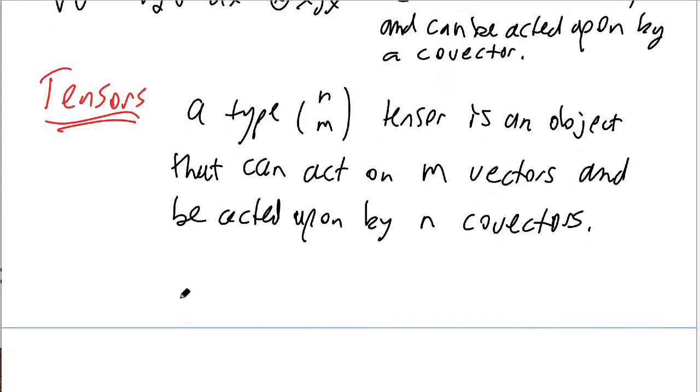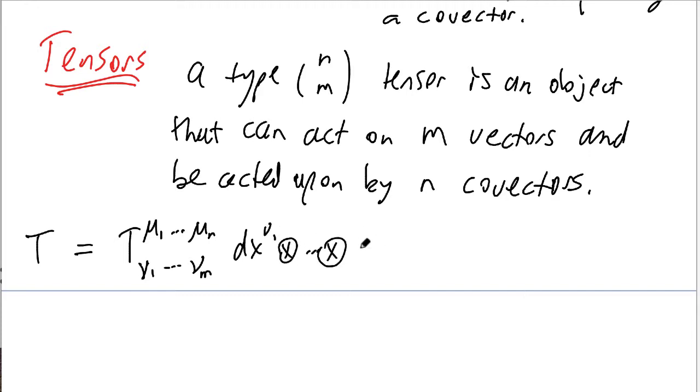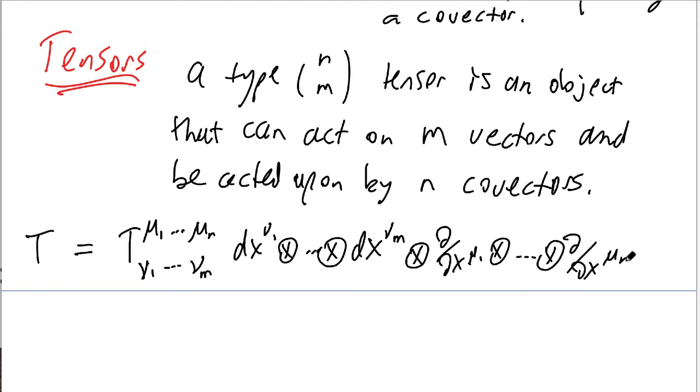Okay, so if we let our tensor be called T, then in a coordinate basis it would have this structure. The components would have N upper indices and M lower indices. So this is T^{μ1...μn}_{ν1...νm}, then dx^{ν1} outer product up to dx^{νm} outer product ∂/∂x^{μ1} up to ∂/∂x^{μn}. So this is a type (N, M) tensor.